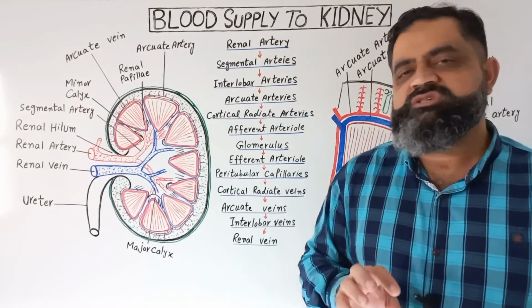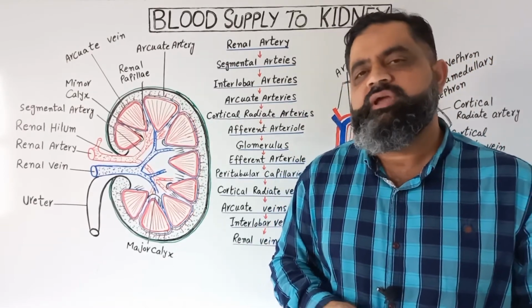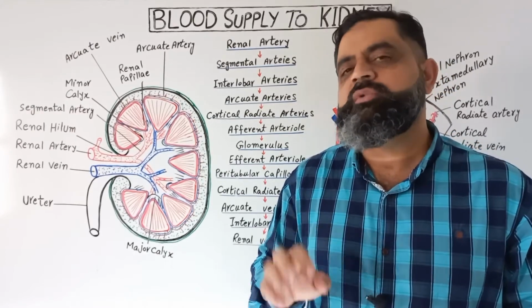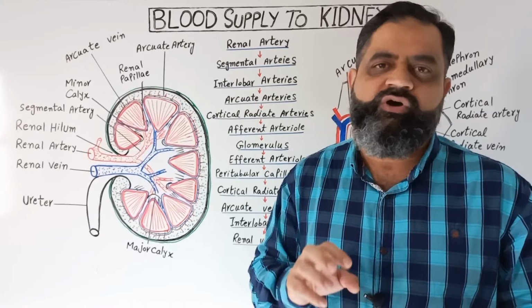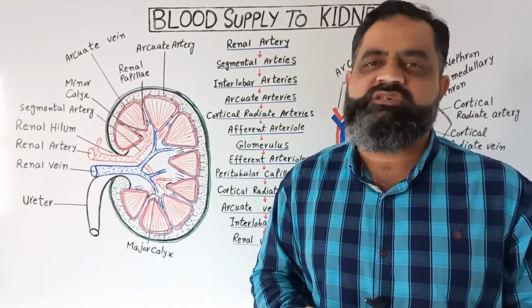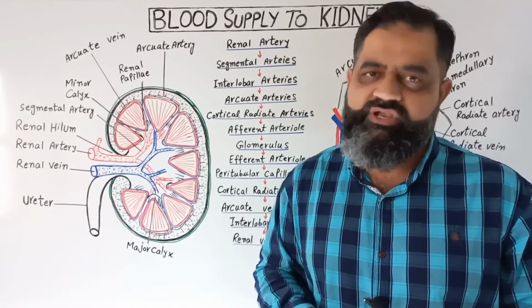and the glomerulus then gives rise to the efferent arteriole. Efferent arterioles then divide into peritubular capillaries. Peritubular capillaries join together to form venules. Venules join to form veins, and veins ultimately join to form the renal vein, which carries the blood out of the kidney.